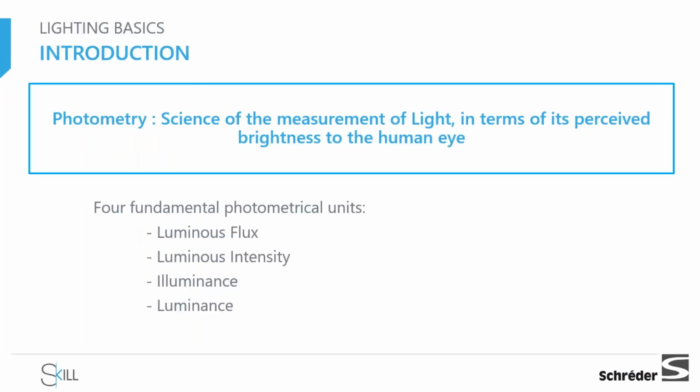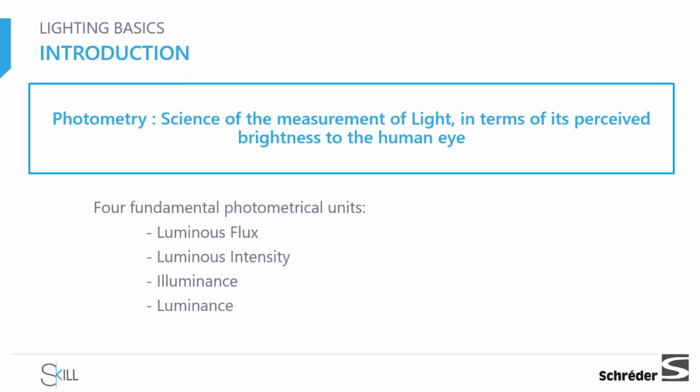Photometry is identified as the science of measurement of light in terms of its perceived brightness to the human eye. We need to understand that the human eye is not equally sensitive to all colors or all wavelengths of the visible light. We will also mention, on the next slide, a simplified explanation of the four fundamental units, which are the luminous flux, intensity, illuminance, and luminance.